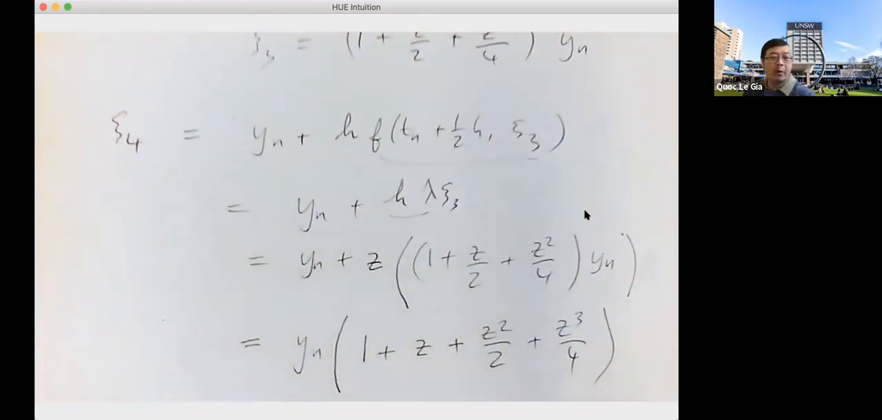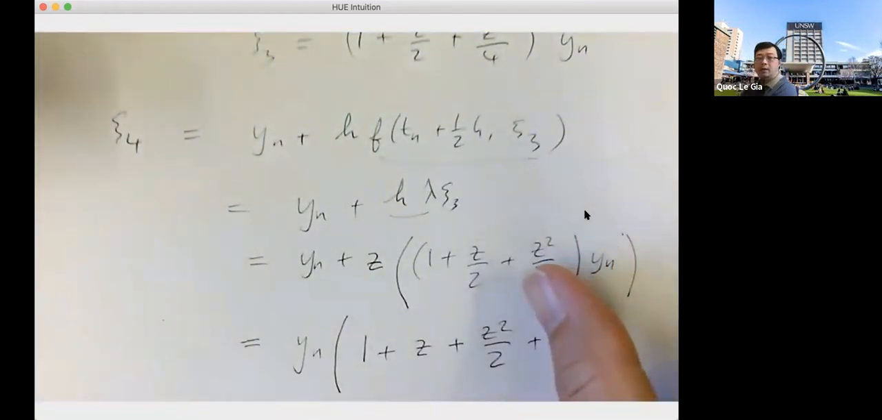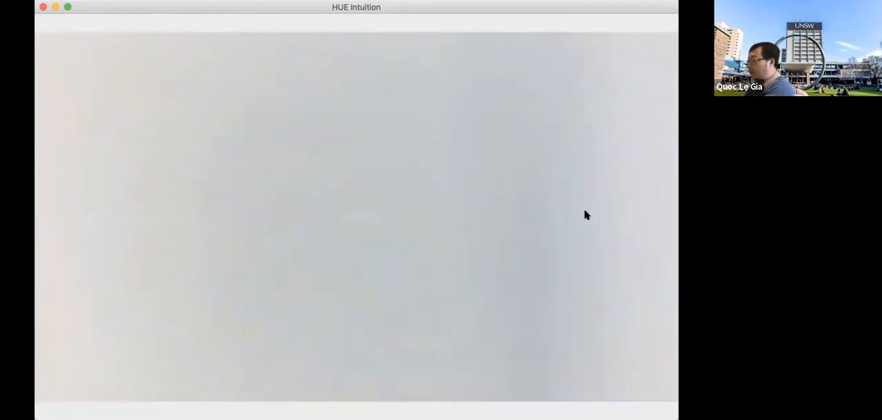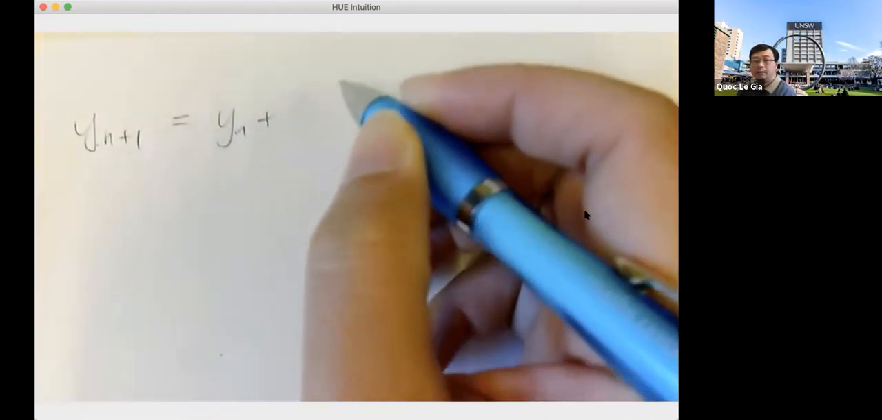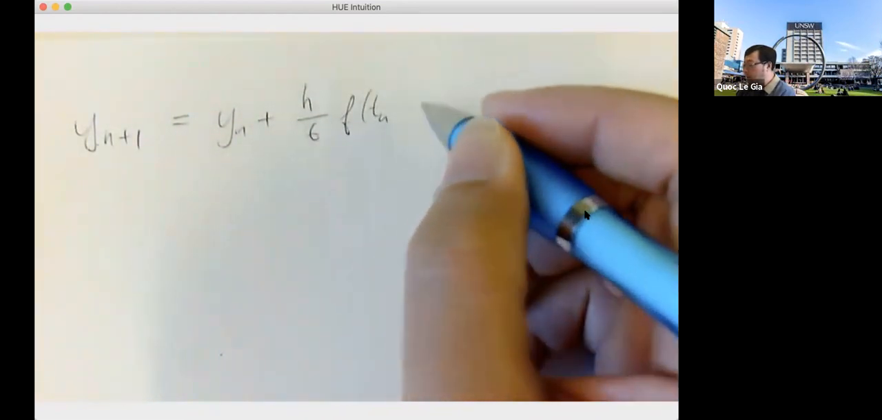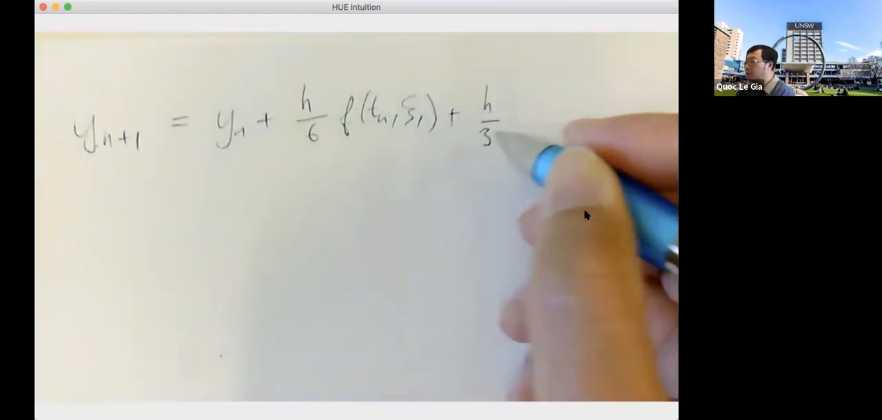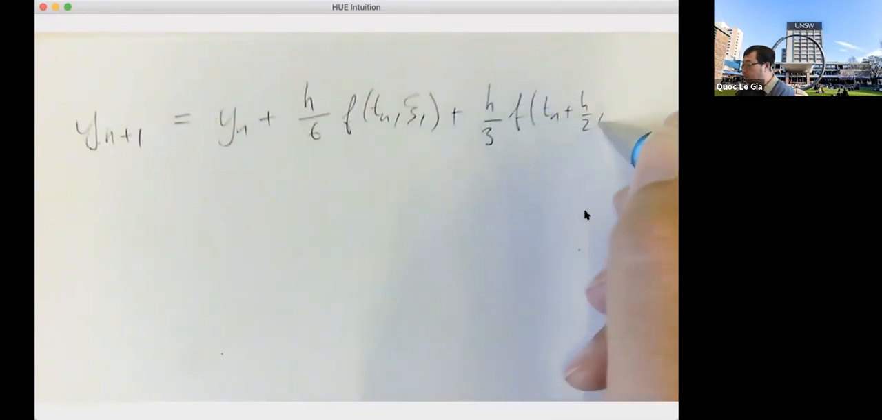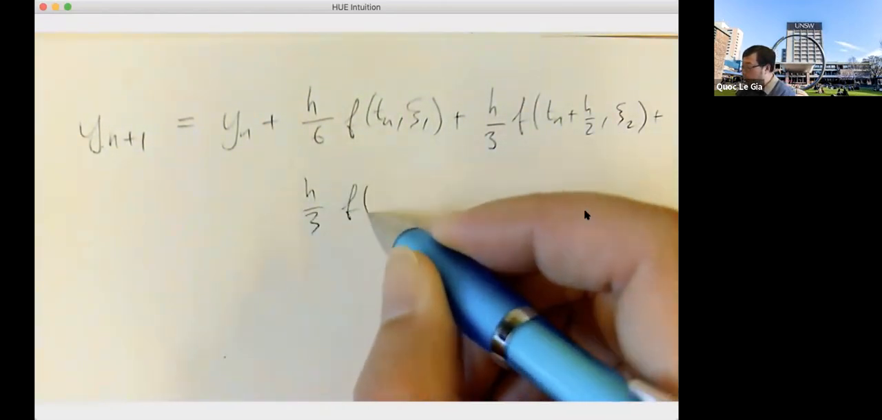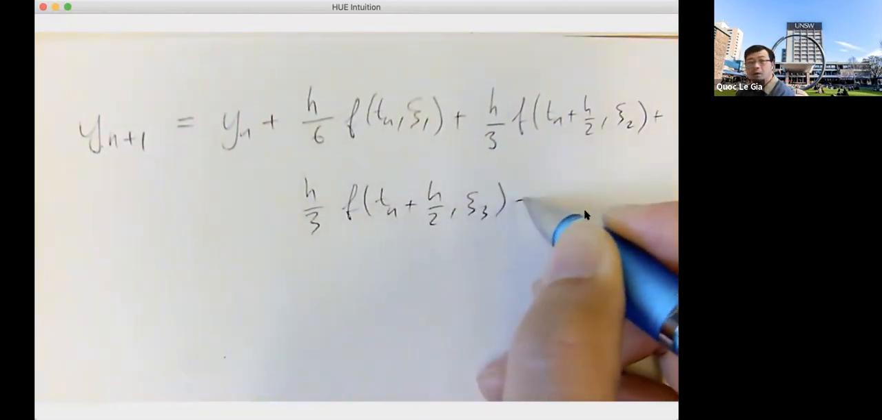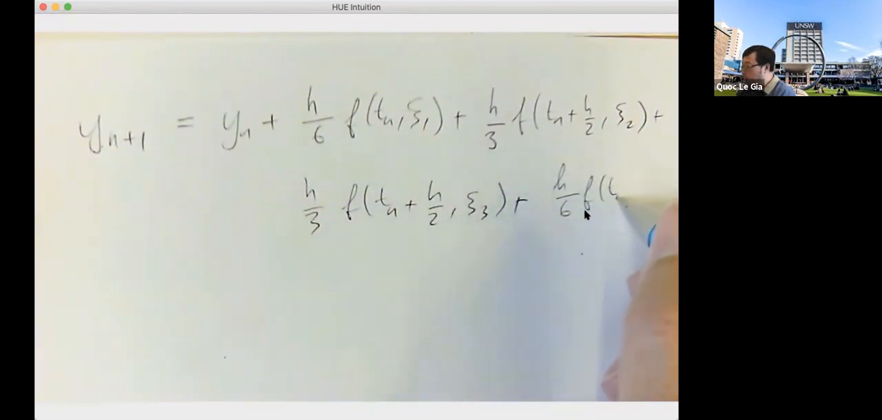So now what is the last term? The last term will be yn plus 1, right? Because now you are finished. Remember, in RK4 you only have to complete up to xi4. Now you put in your formula for yn plus 1. So yn plus 1 is, remember, yn plus h over 6 f of Tn xi1, plus h over 3 f of Tn plus h over 2 xi2, plus h over 3 f of Tn plus h over 2 xi3, plus h over 6 f of Tn plus h. Remember, C4 is just h, xi4.